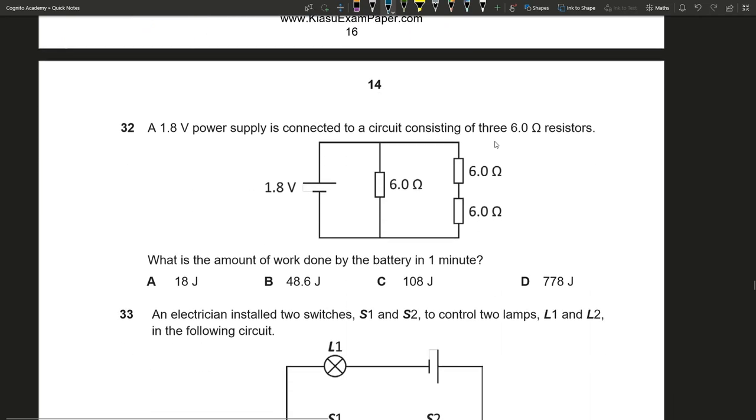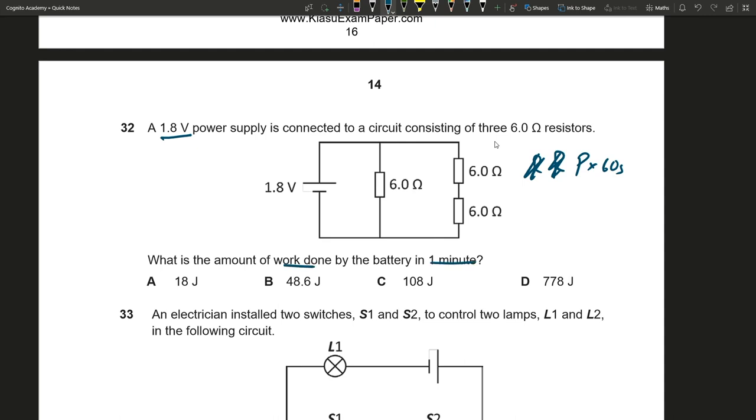Here we have a circuit, a 1.8 volt power supply connected to a circuit consisting of 3 resistors of 6 ohms each. 1, 2, 3. These two are in series, and this and these two are in parallel. What is the amount of work done by the battery in 1 minute? We want to find the power times 60 seconds to get the work done in 1 minute.